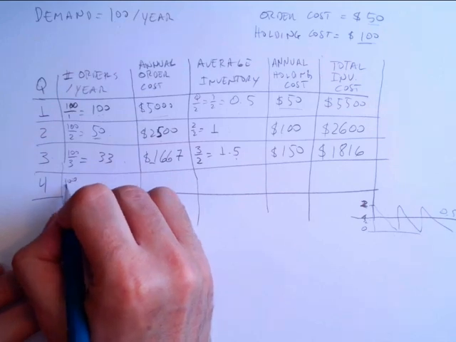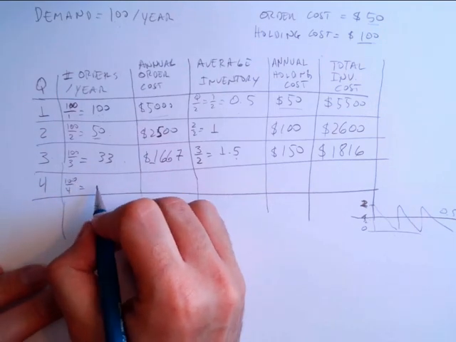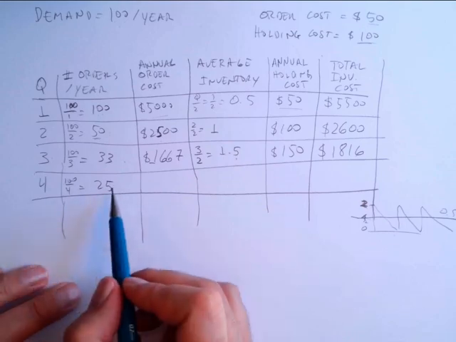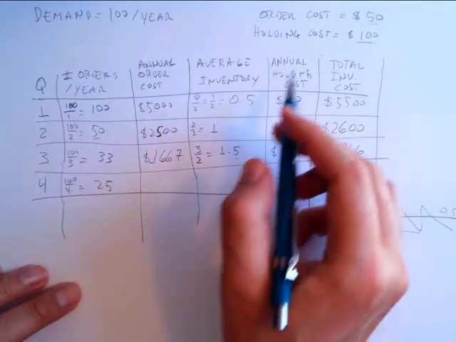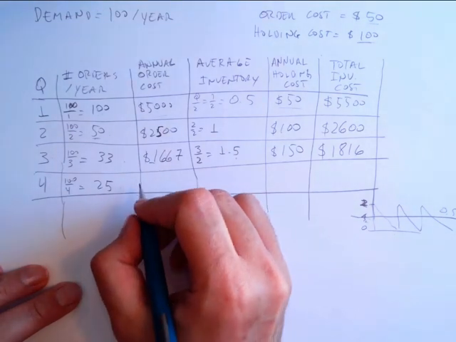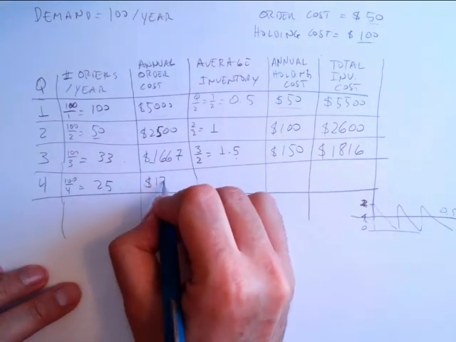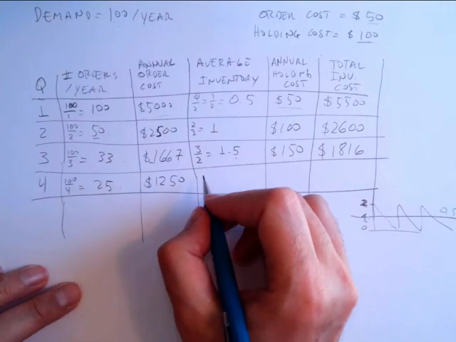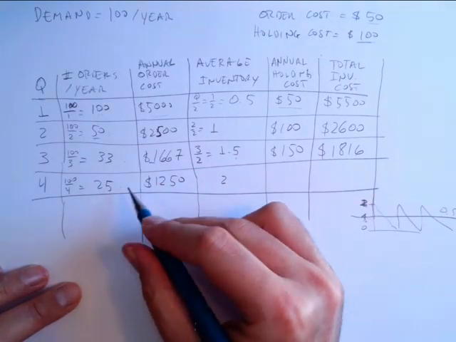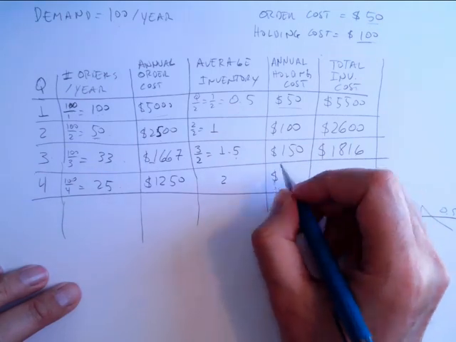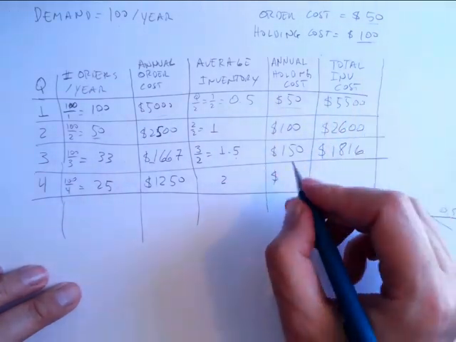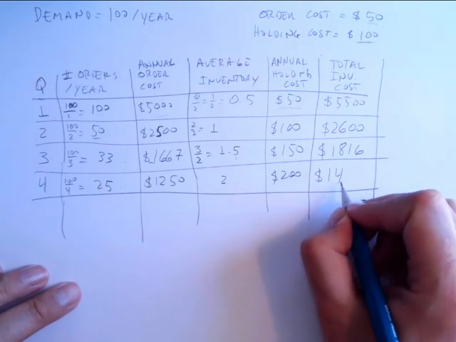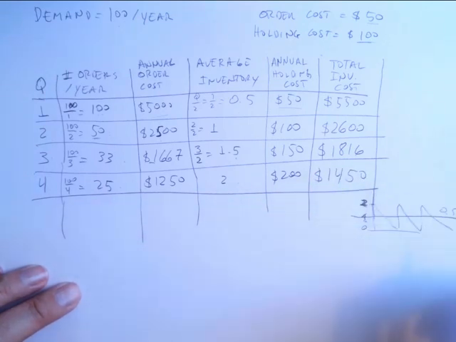So let's do this for Q4. Then 100 divided by 4 is going to be equal to 25 times that I need to buy. 25 times the ordering cost of 50 is going to be 1,250. My average inventory is going to be 2 because it's 4 divided by 2. And my holding cost is 2 times 100, which is 200. And then the total is 1,450. Okay?